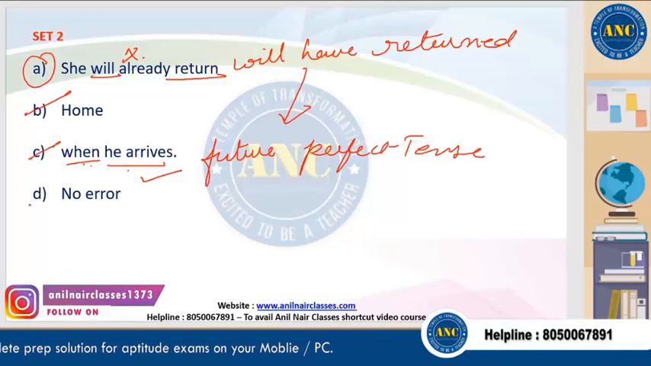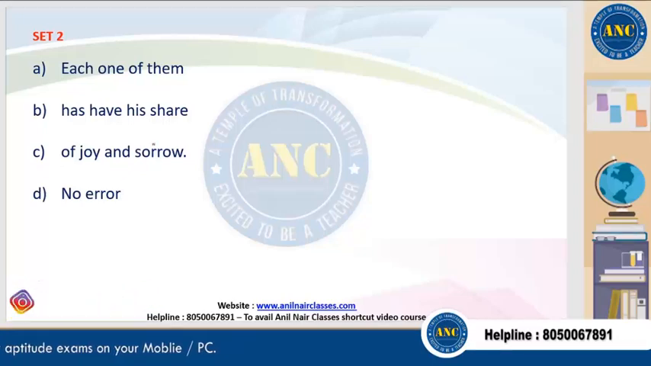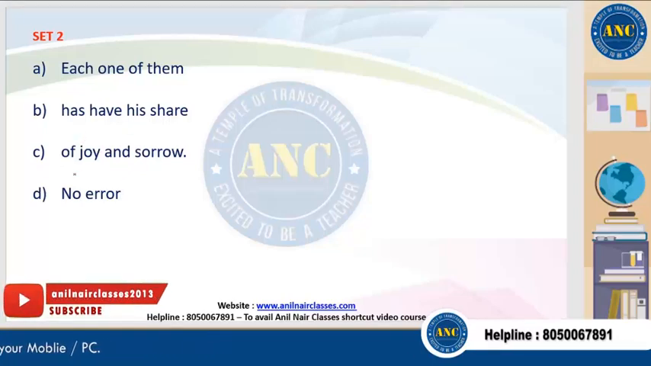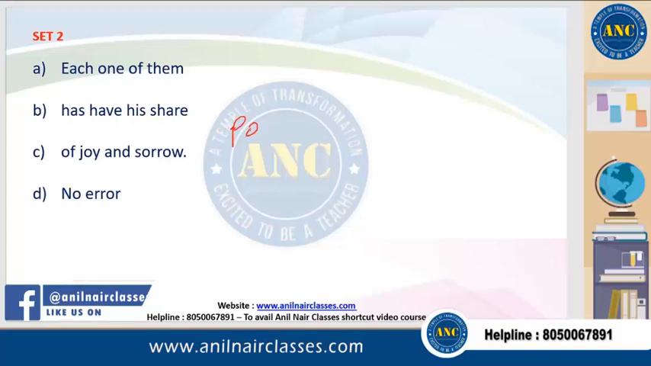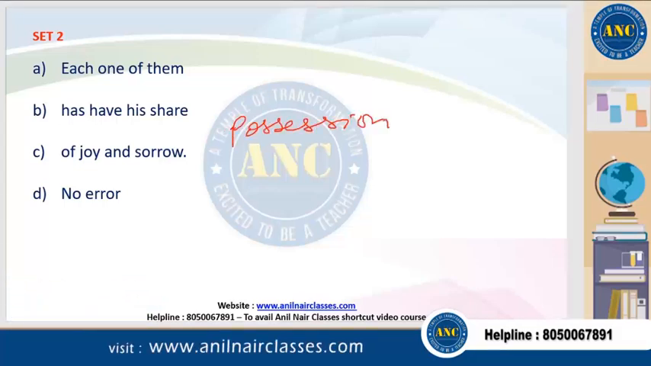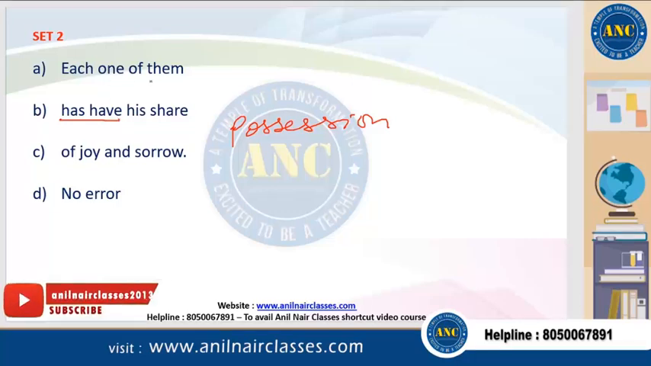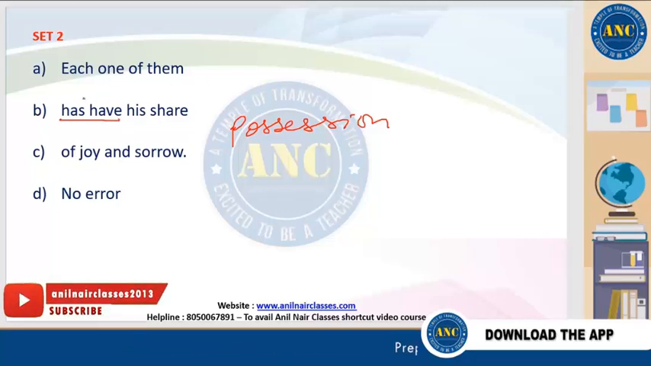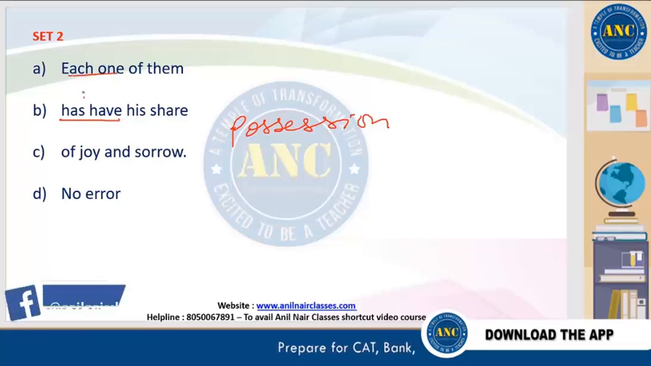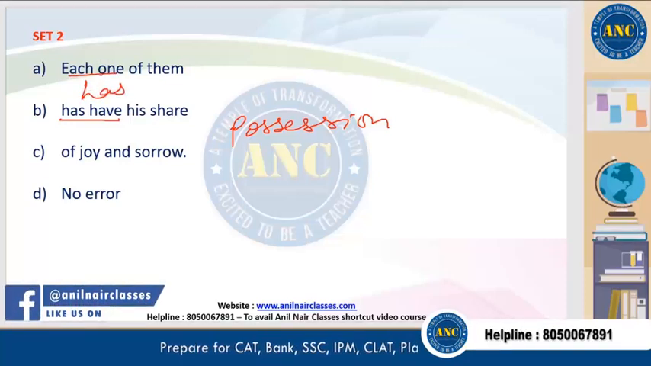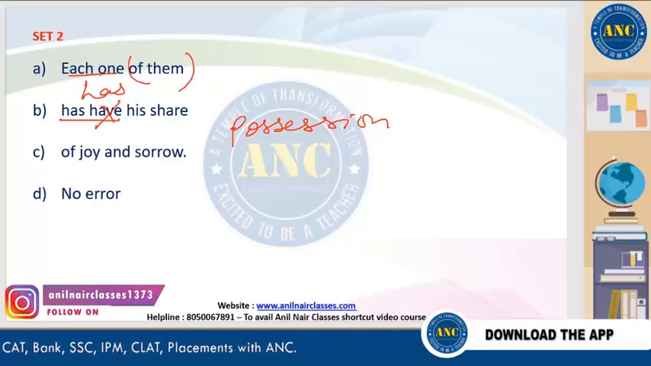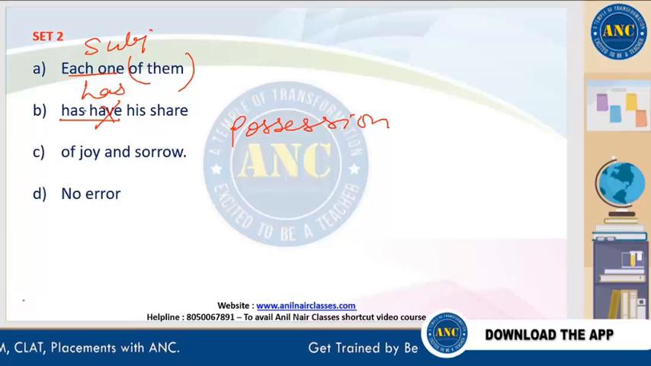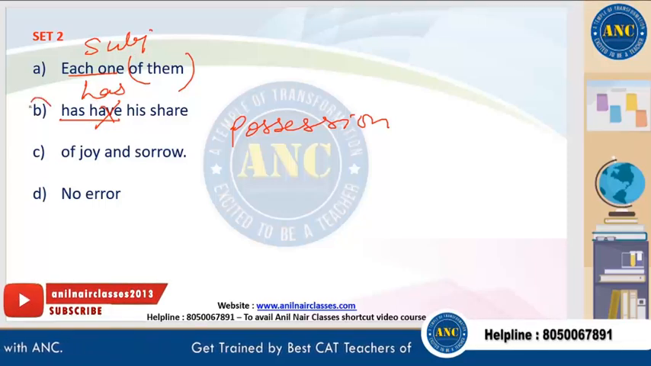Get rid of B, C and D. Next one. Each one of them has have his share of joy and sorrow. Again, we are talking about the possessions. In possessions, we use only the simple present tense. We don't need has, have. Each one is always singular, right? So it should be has. Because subject verb agreement also has to be there. Have is plural. Of them is a prepositional phrase. Each one is the subject. So verb should also be singular, has. So B is the right answer.